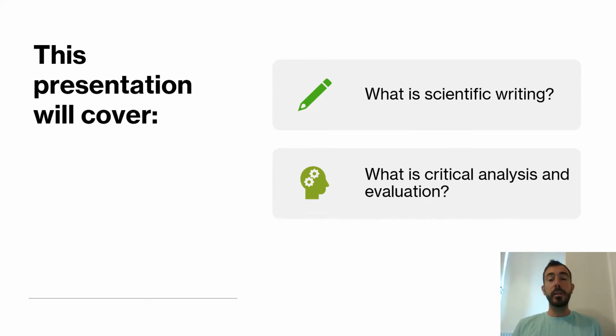We're going to look at scientific writing and critical analysis, how we write in an objective and relevant manner, and how we review, critique and synthesize information from the scientific literature. These are really important skills that you must develop if you are to be credible, open and valid in your outputs as a scientist.